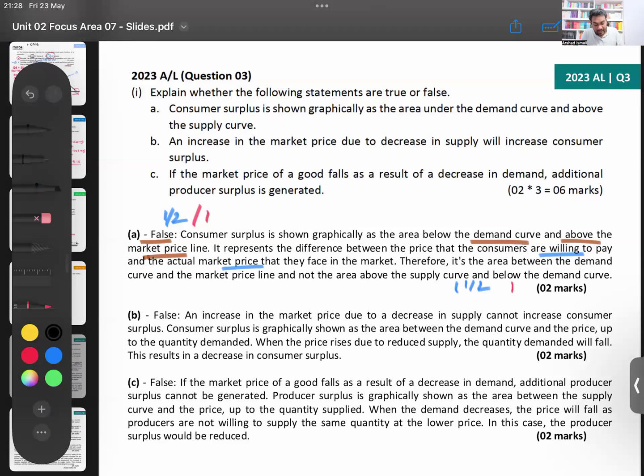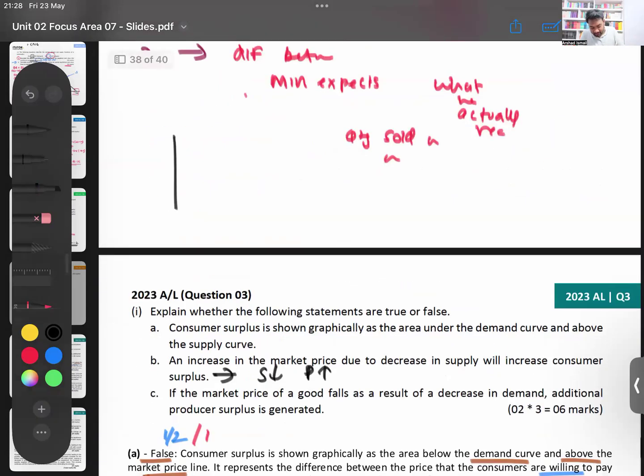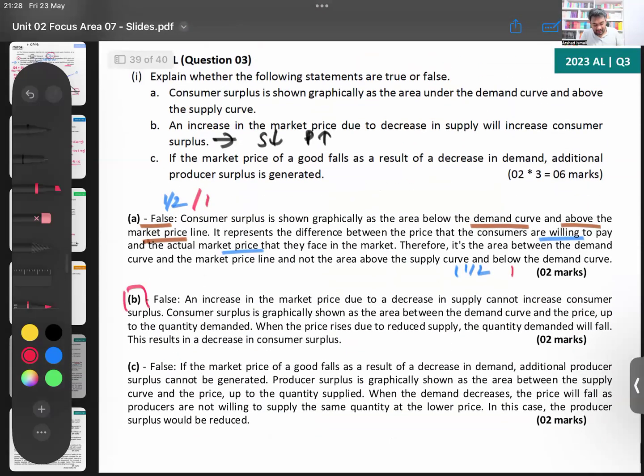Then the second one: an increase in the market price due to a decrease in supply will increase consumer surplus. If the supply decreases, they are saying price will increase and consumer surplus will increase. Now picture that and see. If you draw it, I'll draw it over here. If this is the diagram, this triangle is consumer surplus. If the supply reduces and price goes up, consumer surplus will only be this small red area. Consumer surplus would have fallen. So then it says false because that is wrong.